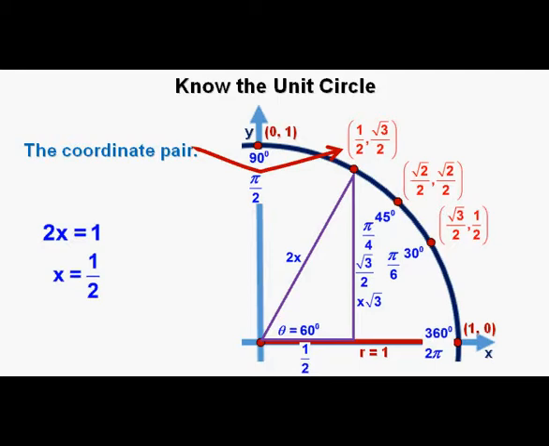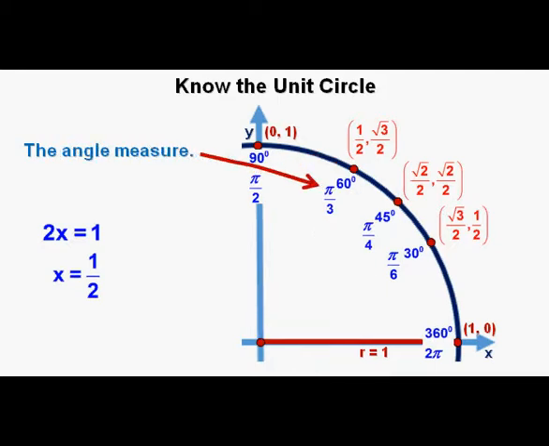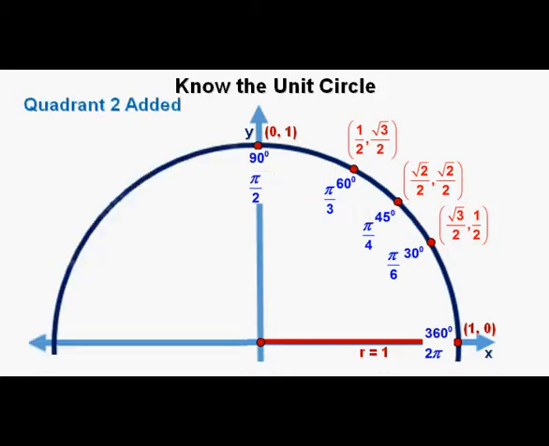And we mark the angle measure of 60 degrees and the radian angle measure of pi over 3. Here the quadrant 2 portion of the unit circle is added to this image on the left side of this view, and here are the points from quadrant 2 added along with their angle positions in degrees and in radians.